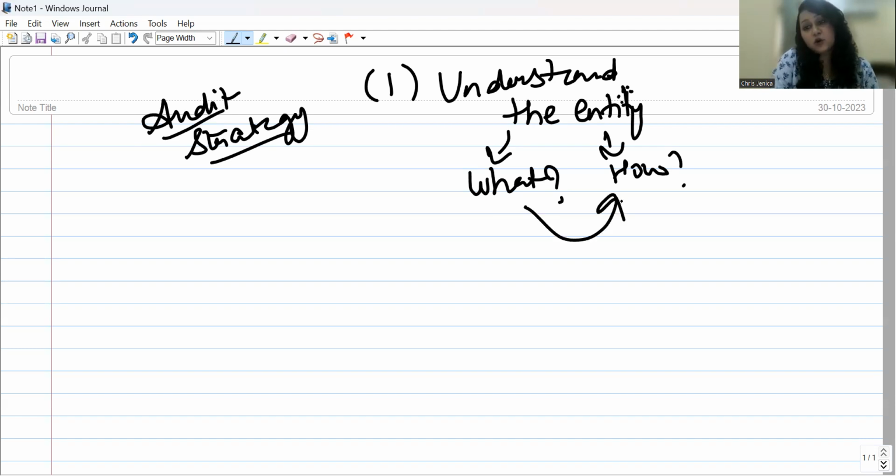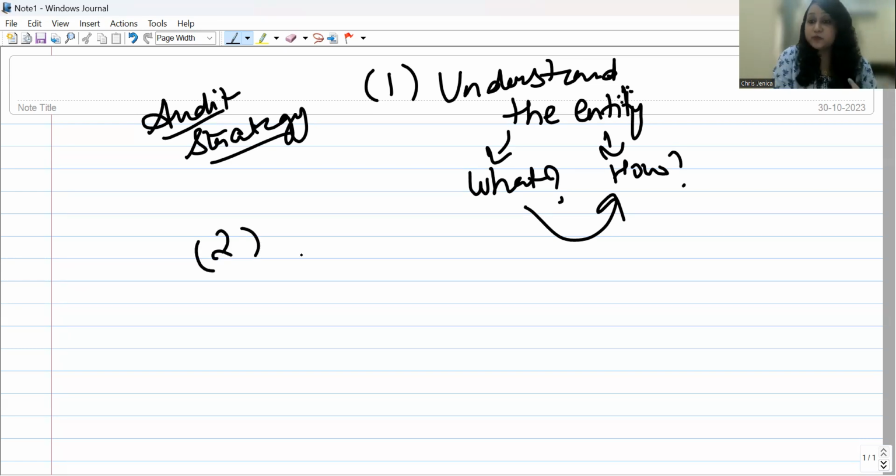How I'm going to understand all these, that is the second question. That can be through different things, different processes. Either I can inquire with the management, or I can do some observation of the processes, inspection of documents, and then I can also perform analytical procedures, and so on, and understand the entity and its processes. Okay, I'm going to understand the entity, environment, and all the processes of my client firm. So this is my first step.